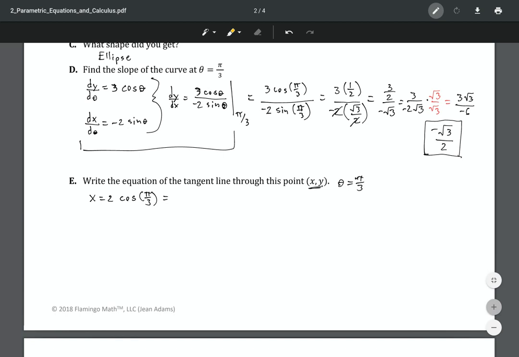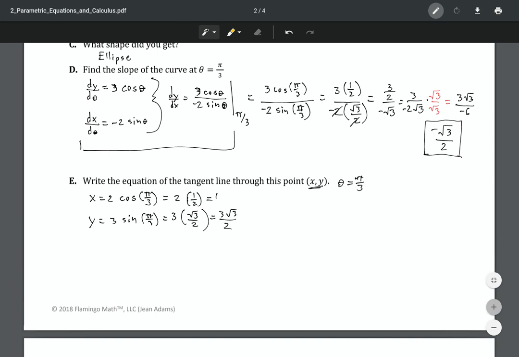So this is going to be 2 times a half, which is 1. And this is going to be 3 sine of pi over 3, which is going to be 2 times the square root of 3 over 2, I believe. Oh, and I put a 2 there. That should be a 3. So this is going to be 3 square roots of 3 over 2.